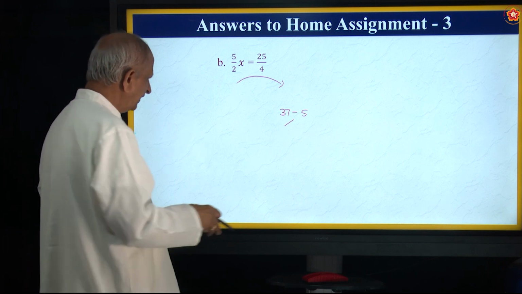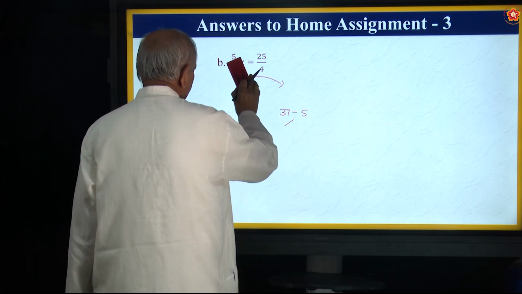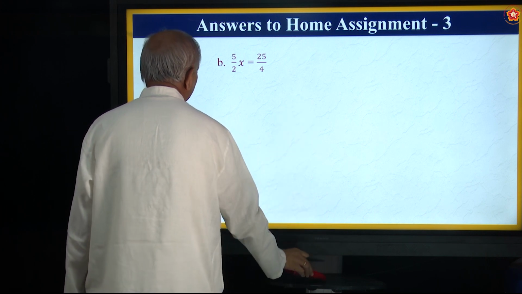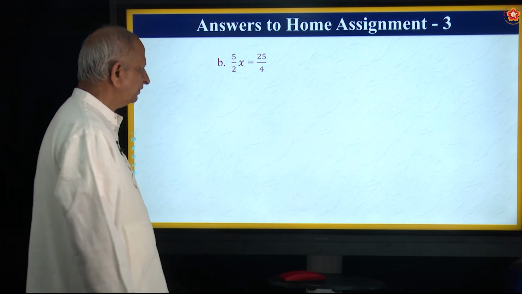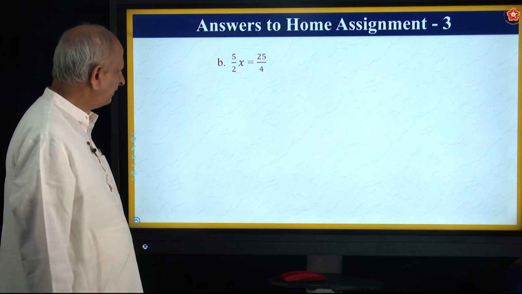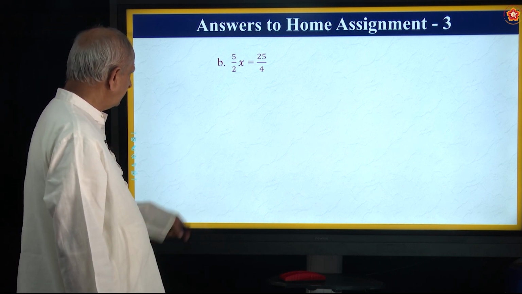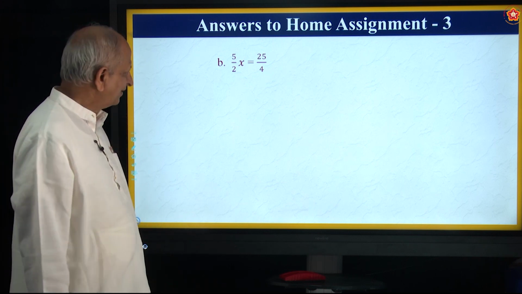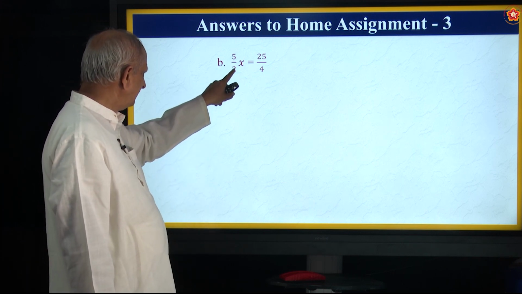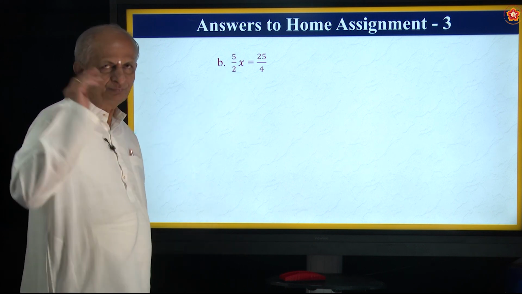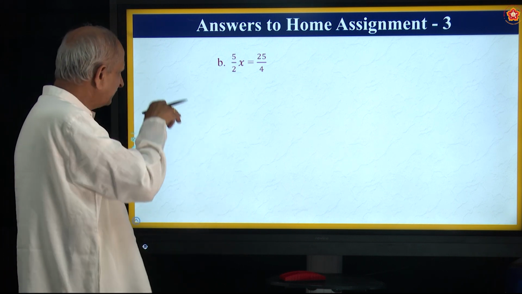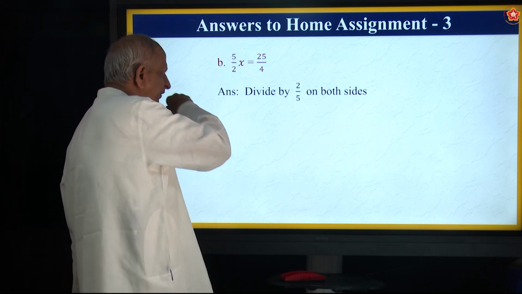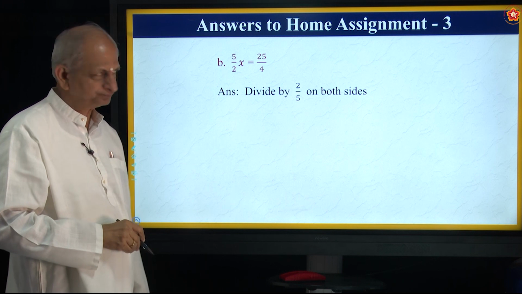Coming to the second question. The second question is 5 by 2 into x equals 25 by 4. Here, what is the variable? X. What is the term that is multiplied here? 5 by 2. What must you do? You must transpose it. That is, divide by 5 by 2 on both sides.